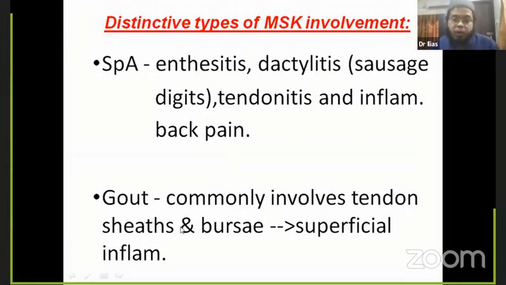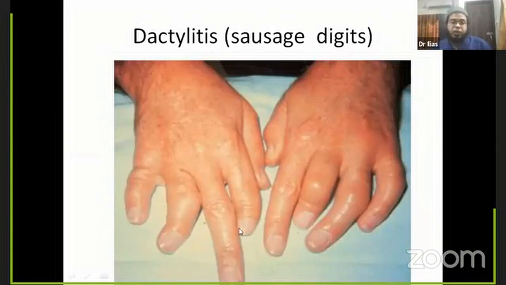And in case of the gout, the patient will be having the involvement of the tendon sheath and the bursa, and sometimes the synovium. So ultimately, the patient will also be having the synovitis. And due to the involvement of the tendon sheath and the bursa, the patient will be having the superficial inflammation. Mind it. You see, this picture is showing the dactylitis of the finger joints.